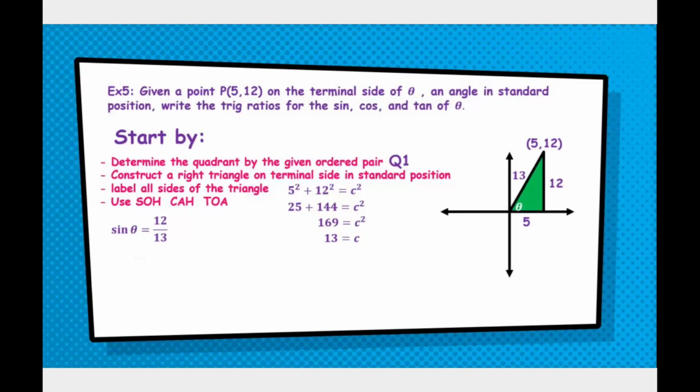The CAH part, cosine, is adjacent over hypotenuse. So what is adjacent of that angle that I have? It's the side that's represented by 5. The hypotenuse is still 13. And then tangent is the opposite side, which is 12, over the adjacent side, which is 5.